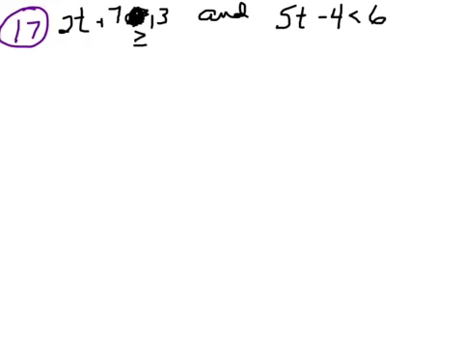Okay, number 17 is another one of those conjunctions where you've got and. What we're going to look for is where does the solution set overlap, and sometimes that's easiest seen by graphing, and they tell you to graph also.